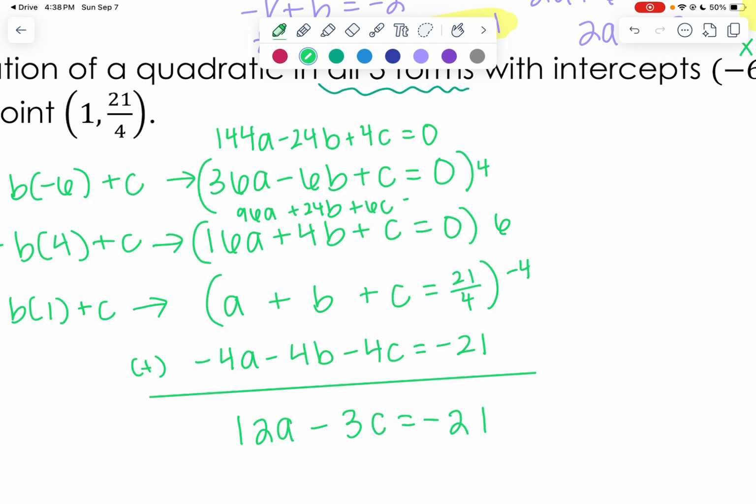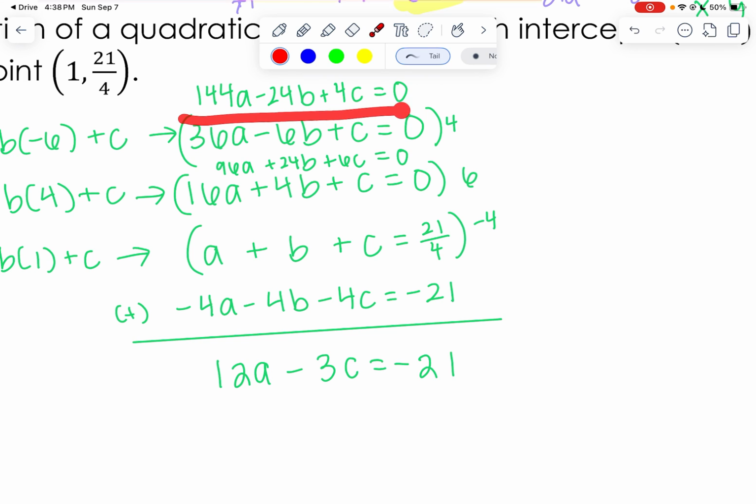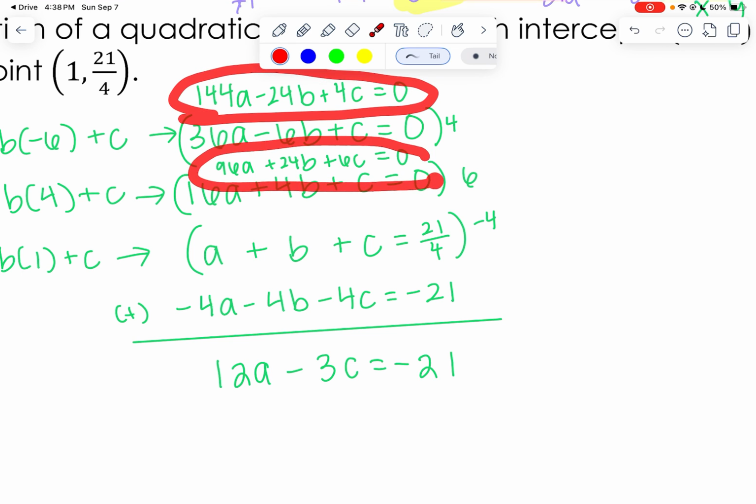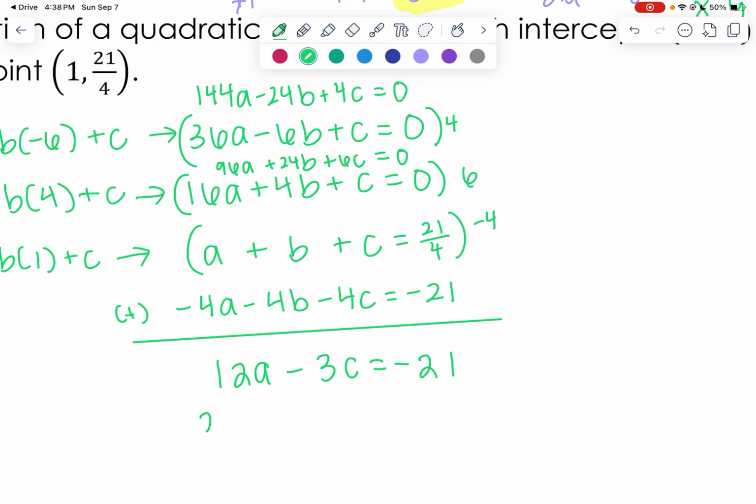plus 6c equals 0. And now I'm going to add those two together. So I'm going to add this one and this one together. My B's are going to eliminate, okay? And then I'm going to line it up down here, and then I'm going to have my 2 by 2, okay? So 144 plus 96, 4 and 6 carry over. That's going to be 240A. 4 and 6 makes 10, and then 0 and 0 is 0. So that's 240A plus 10C equals 0, okay?